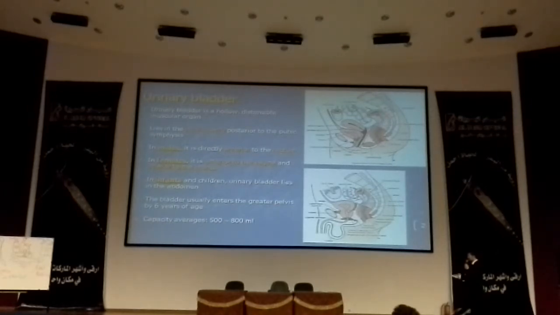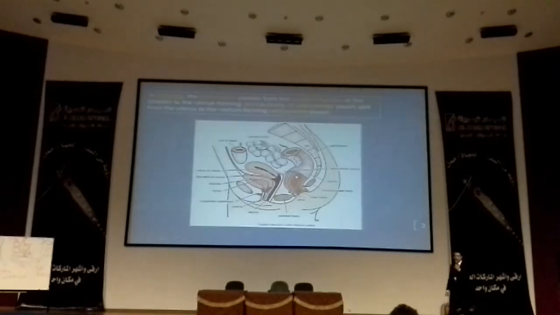Next, please. Now, the capacity of the urinary bladder is about 500 to 800 milliliters. As you see, this is a urinary bladder again, and this is a uterus. You can see here the peritoneum, this red line. This is the peritoneum, so the peritoneum covers the superior surface of the urinary bladder and continues onto the uterus, forming a pouch.